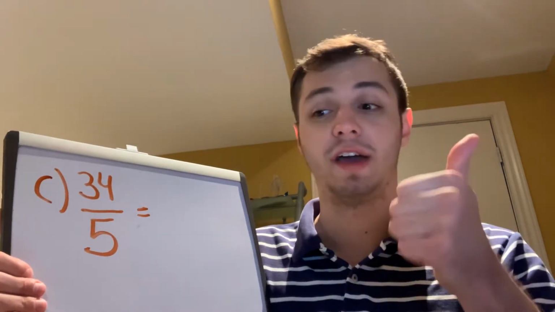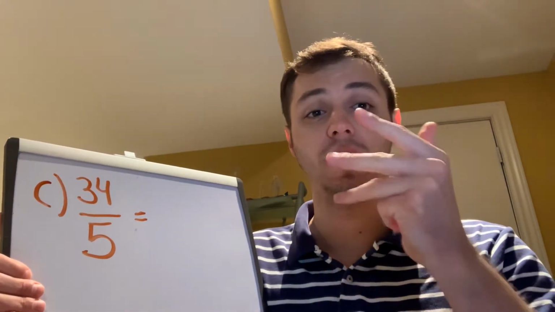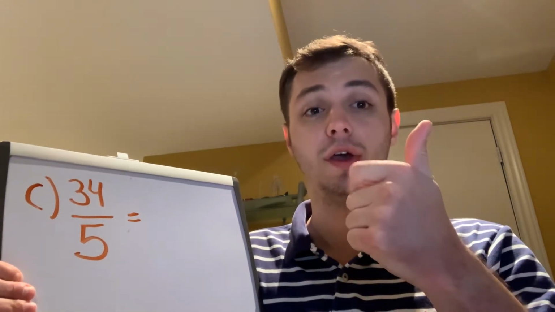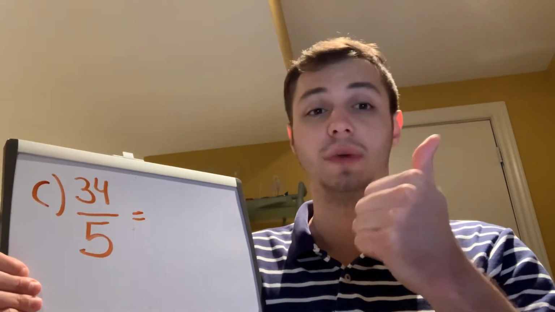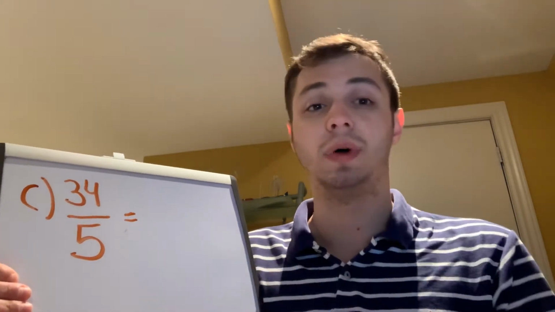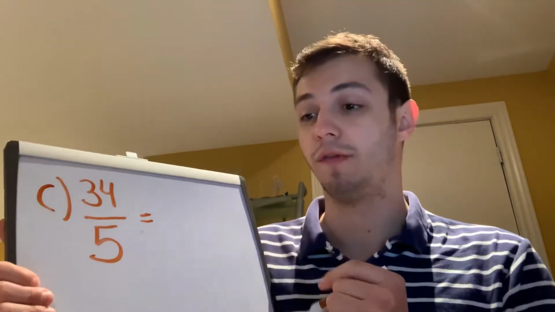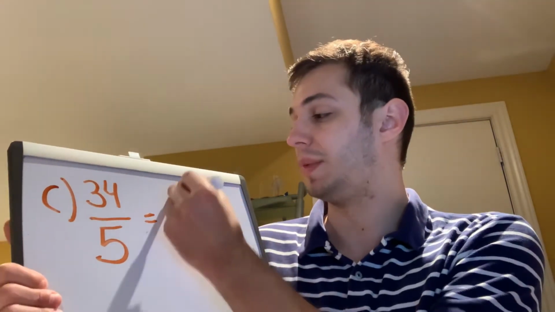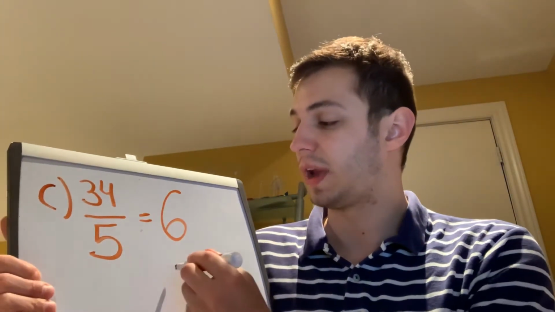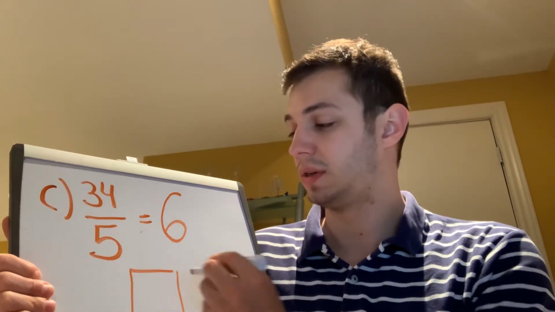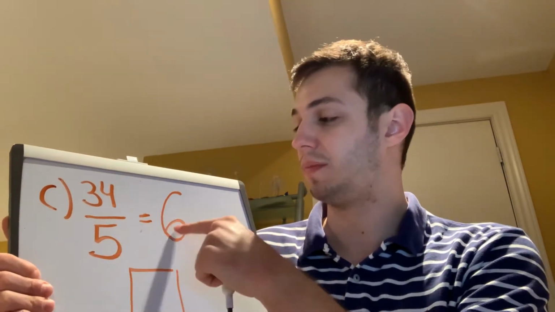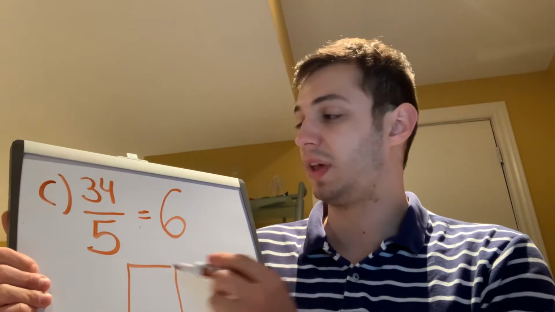So we can go 5, 10, 15, 20, 25, 30, 35. Oh, 35 is too much. So we know that it will go 6 times without going over. So our whole number will be 6. Right here, I'm going to just make my box, and I'm going to multiply these two numbers. That will give me 30.